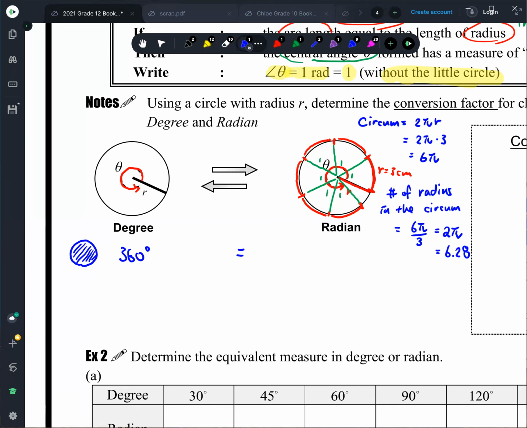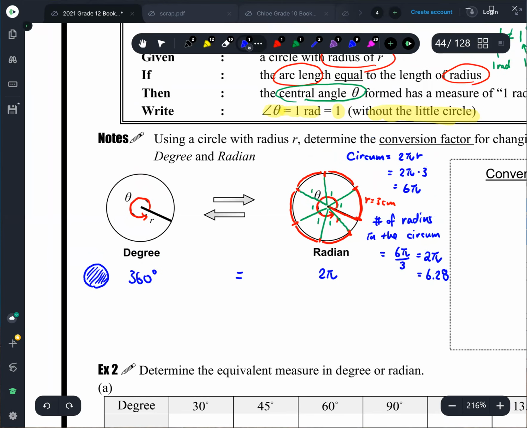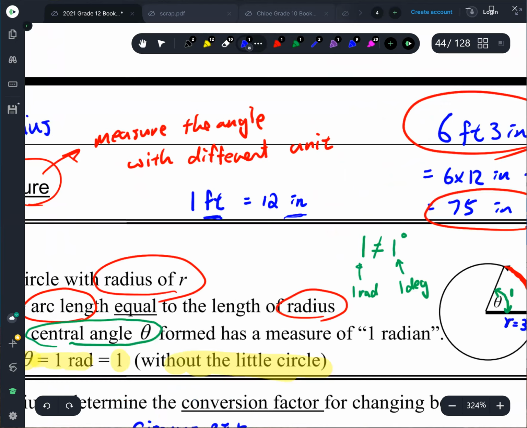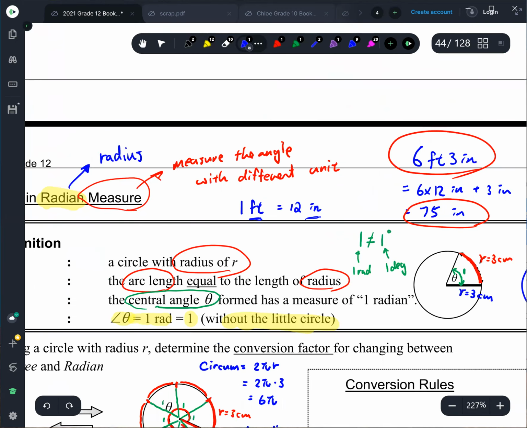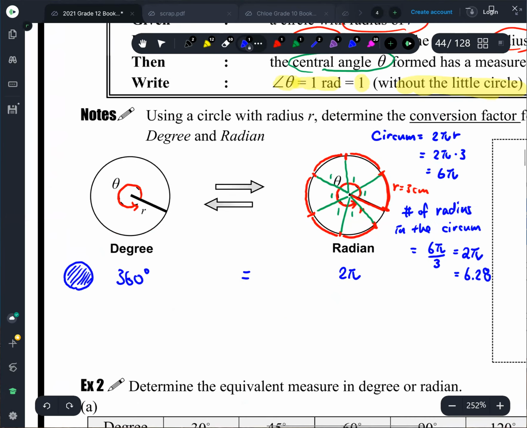So 360 degree will be 2 pi. This is the conversion factor connecting the full circle in degree with the full circle in radian. Just like when you have 1 foot, it's 12 inch. You need to have something with a different unit, but they equal each other. So the full circle in degree is 360. In radian it is 2 pi.